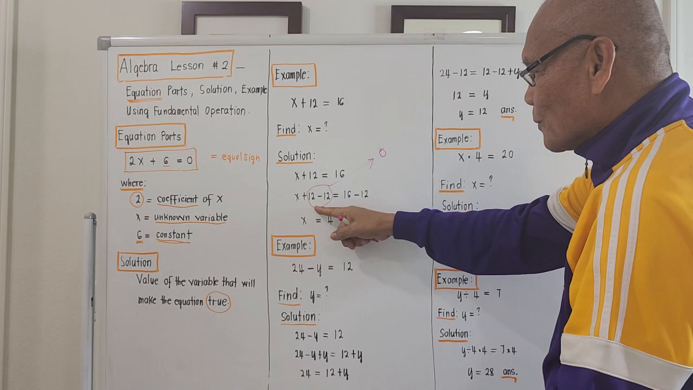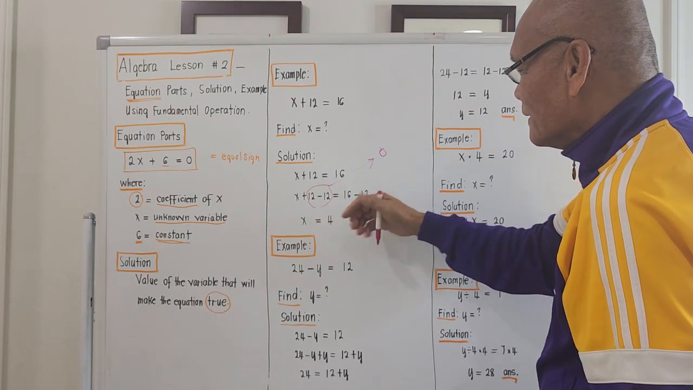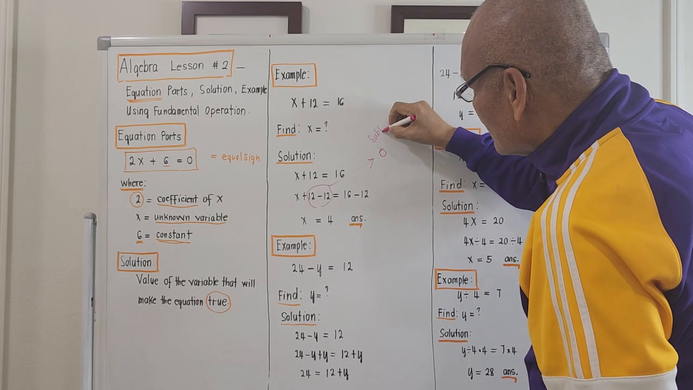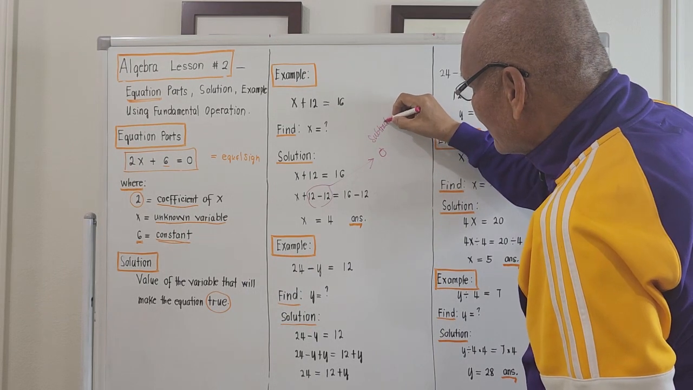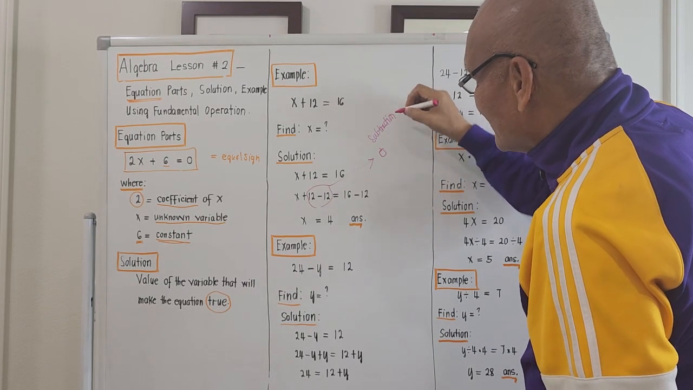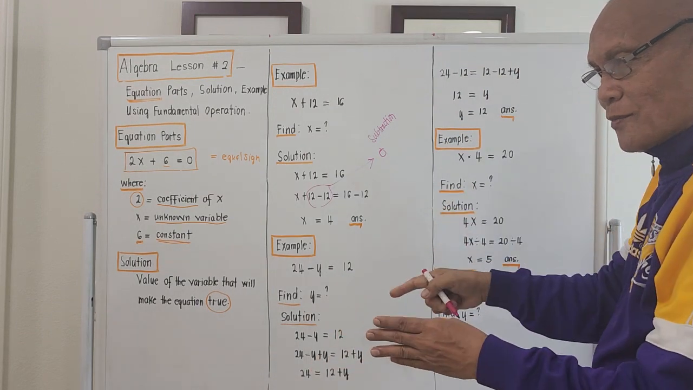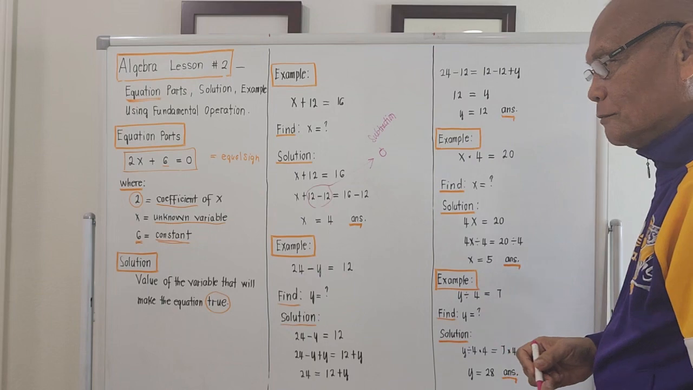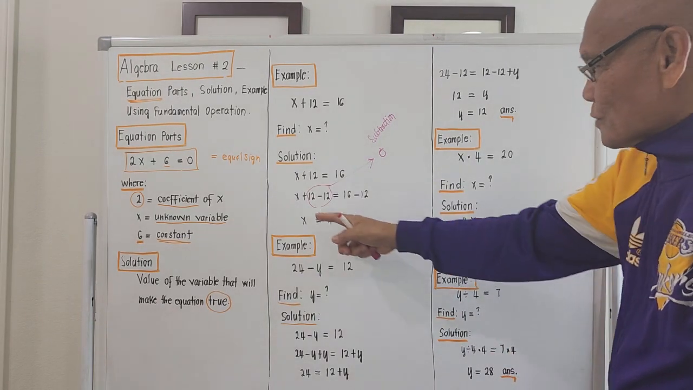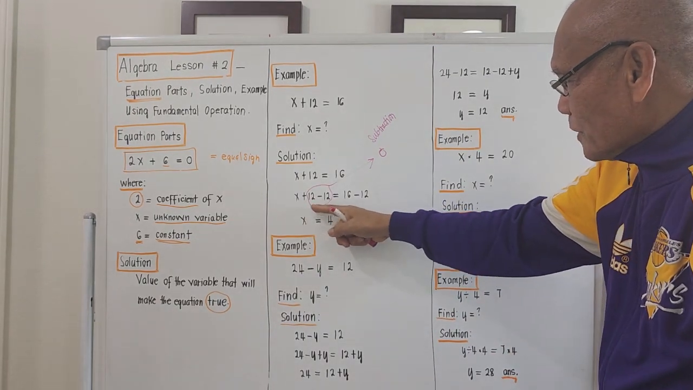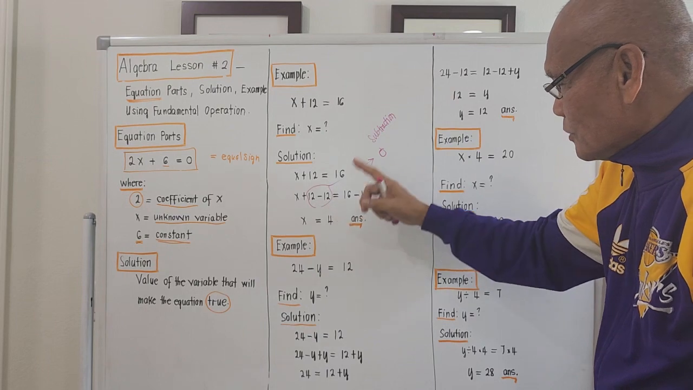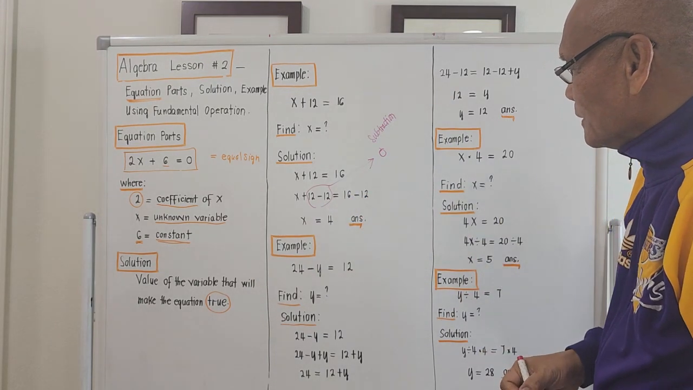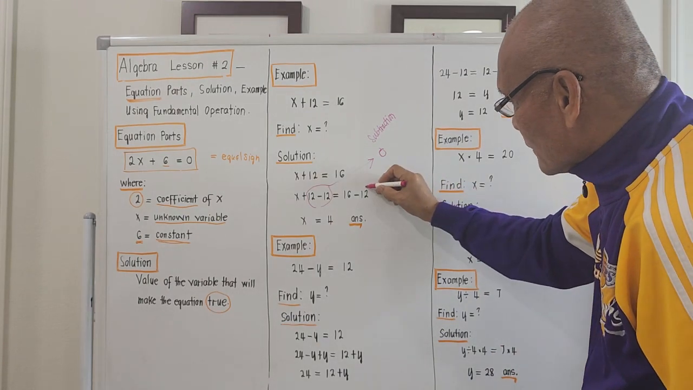And what fundamental operation do we use over here? It is subtraction. So this is an example problem involving the fundamental operation, subtraction. So x plus 12 minus 12 should be equal to 16 minus 12.